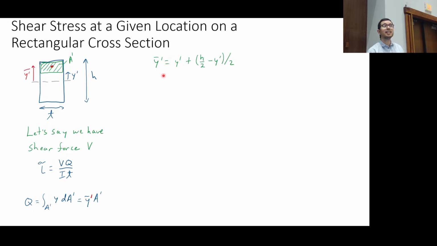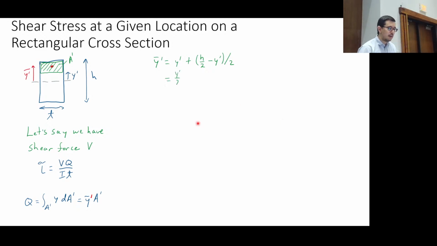Everyone see that? That's boring. You'll fall asleep, but you're going to have fun doing this on problems, maybe. So we can write out that the simplified form of this is going to be y prime over 2 plus h over 4.